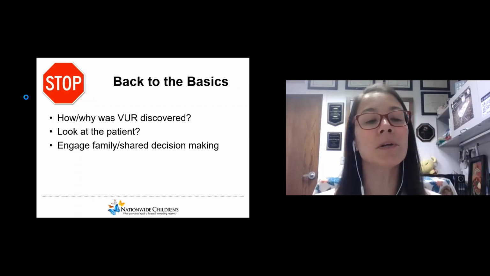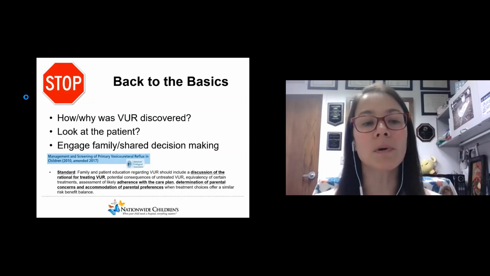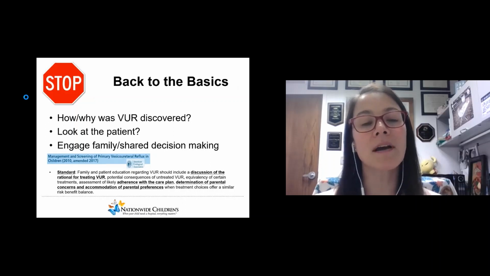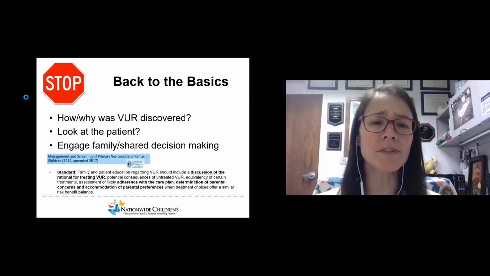And then importantly, you want to engage the family in shared decision-making. And this is actually so important that the AUA guidelines make this a standard. There are 3 different levels of statements in the guidelines: a standard, a recommendation, and an option. Standard is the highest. It's unanimously agreed upon by the panel members. So this is one of the few standards in the guidelines.